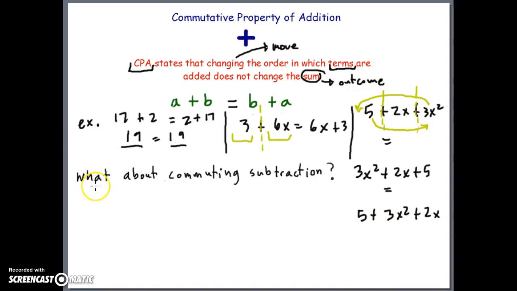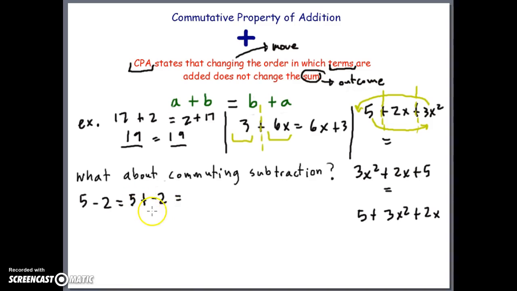So the question now becomes, what about commuting subtraction? What if we had something like 5 minus 2? Can we commute subtraction? To that I would answer, yes, of course we can, because we can convert our subtraction back to addition. Remember, subtracting is the same thing as adding a negative, so we can say that 5 minus 2 is the same thing as 5 plus a negative 2.